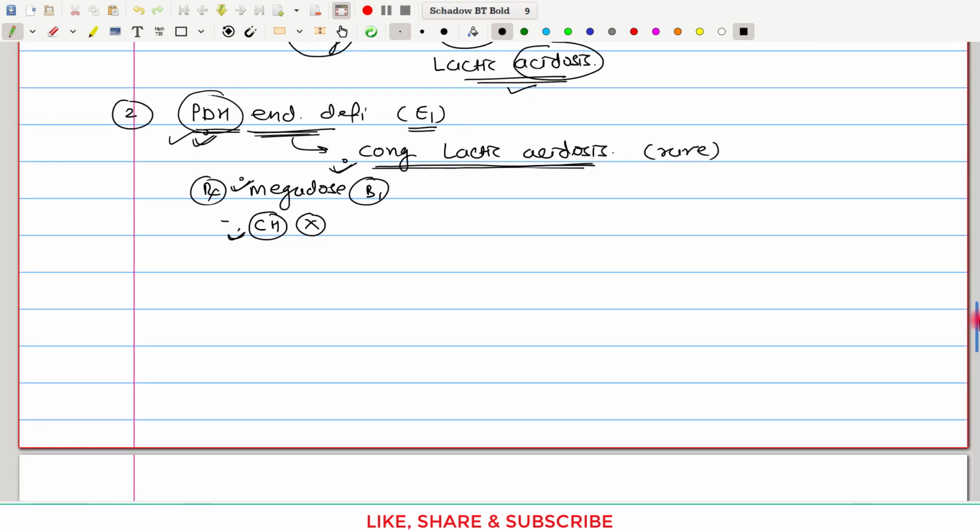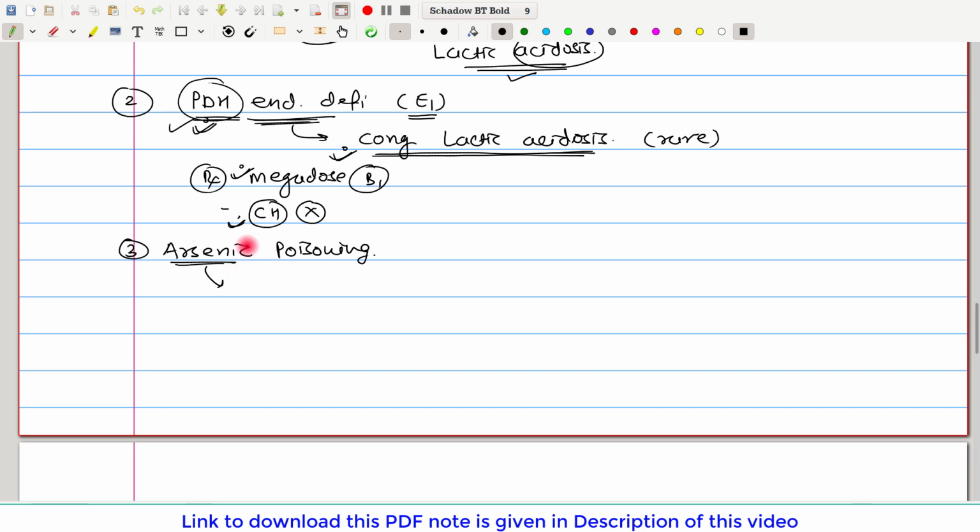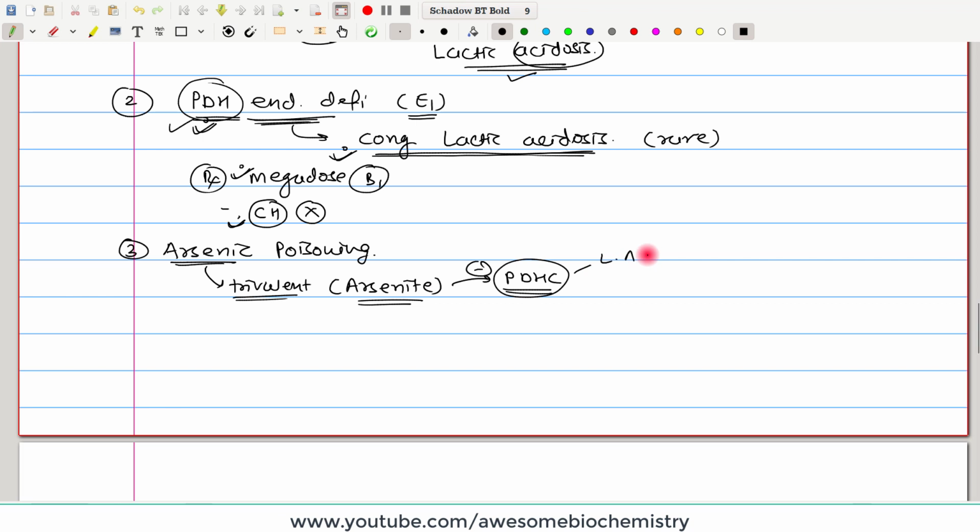The third important biomedical importance is arsenic poisoning. Now, arsenic occurs in its trivalent form, and it is known as arsenite. This arsenite inhibits the pyruvate dehydrogenase complex. So, what will happen if pyruvate dehydrogenase is not working? The same thing: lactic acidosis and neurodegenerative changes occur.